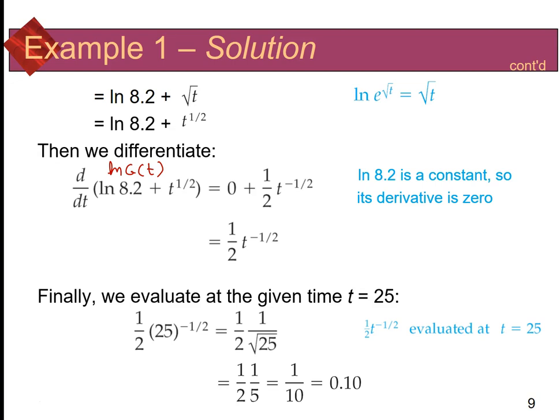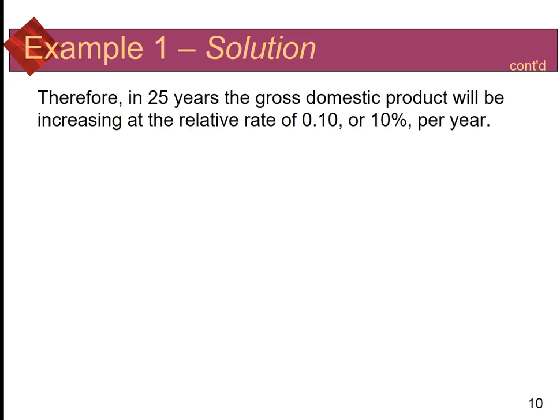Now recognize that this is a decimal, but this is also a percentage that we're calculating here, because anytime you calculate a relative rate of change, it is a percentage. So based off of these results, the gross domestic product will be increasing at the relative rate of 0.10, or 10% per year.